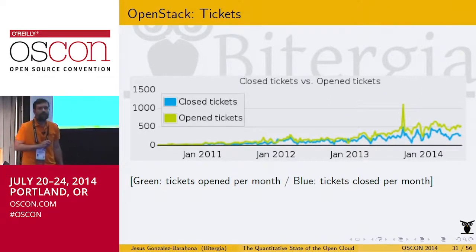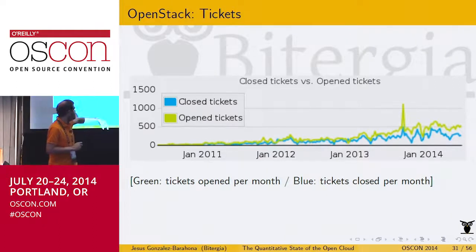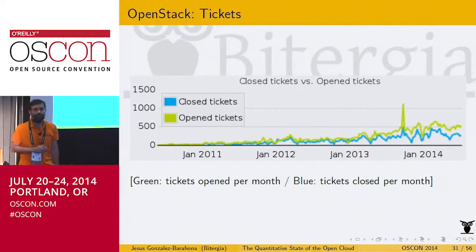And this is OpenStack. In OpenStack you have more activity, and you can see how up to around early 2013, both lines are very close, but then they are starting to diverge. So they are starting to have more open tickets than closed tickets per month, right?